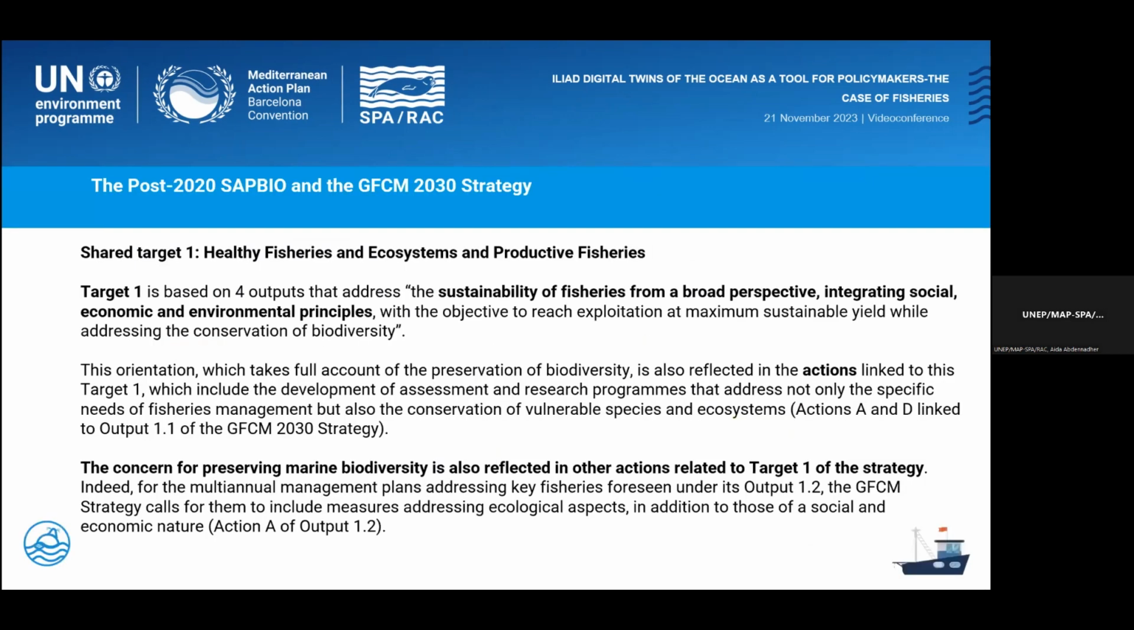So the first shared target between the post-2020 SAPBIO and the GFCM strategy is target 1, healthy fisheries and ecosystems and productive fisheries. This target is based on 4 outputs that address the sustainability of fisheries from a broad perspective, integrating social, economic, and environmental principles. The concern for preserving marine biodiversity is also reflected in other actions related to target 1 of the strategy.